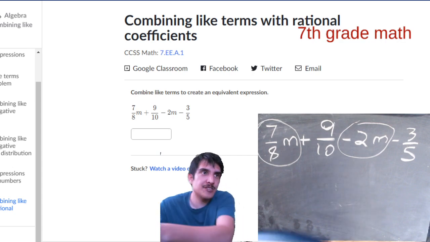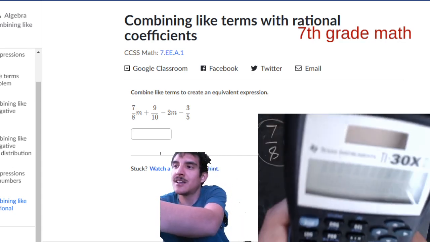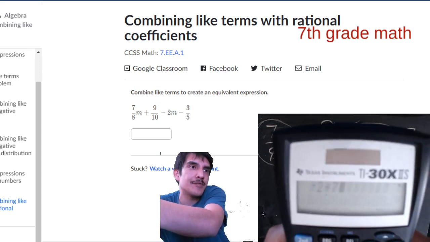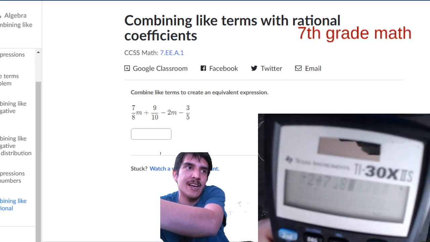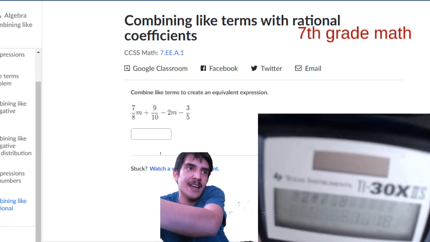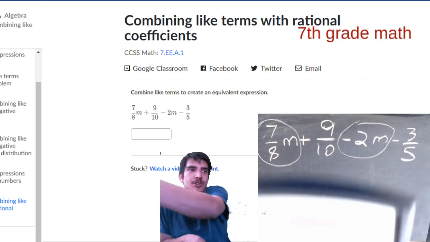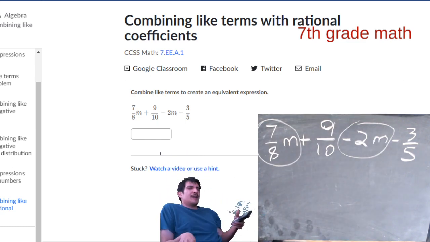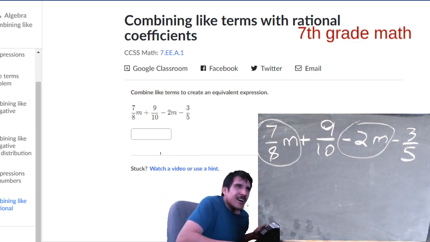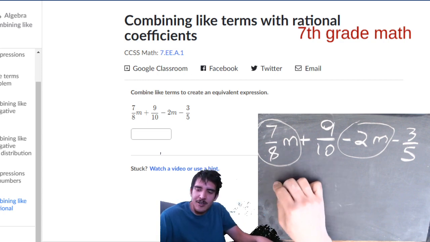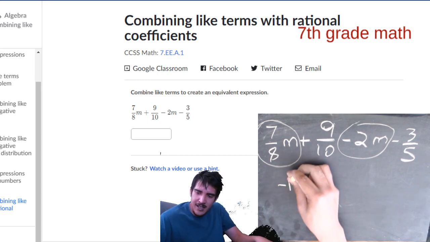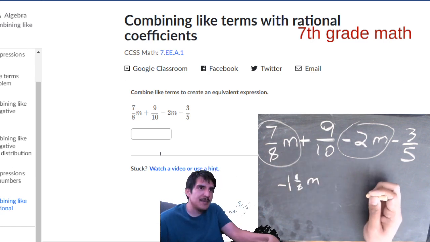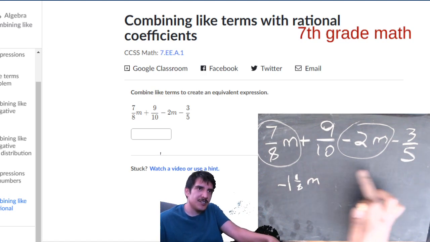So minus 2 plus 7/8. Let's see if you can see this. Negative 2 plus 7, fraction button, 8 should look something like that. You get negative 1 and an eighth. In fact, I'll show you again. Negative 1 and an eighth. Hold on, my leg, I gotta stretch it. Negative 1 and an eighth. So negative 1 and an eighth m. Okay? Easy peasy.